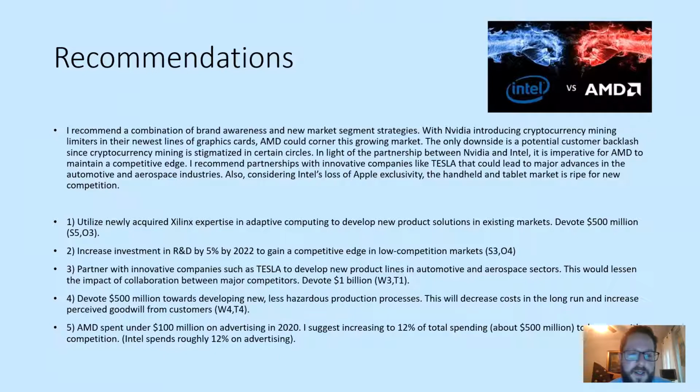So the specific recommendations that I have, again, pulled from the SWOT analysis suggestions, are these 5 that I have listed here. Firstly, AMD needs to use the expertise of the company that they acquired to develop new products within their existing markets. And I recommend about $500 million towards that.